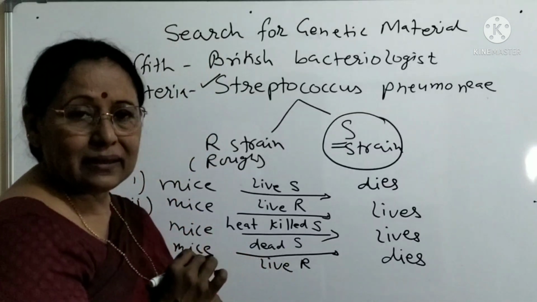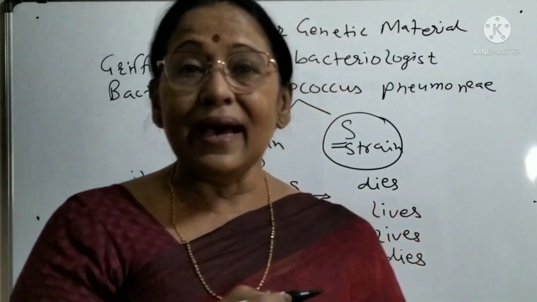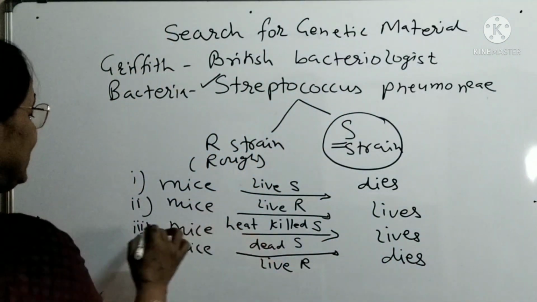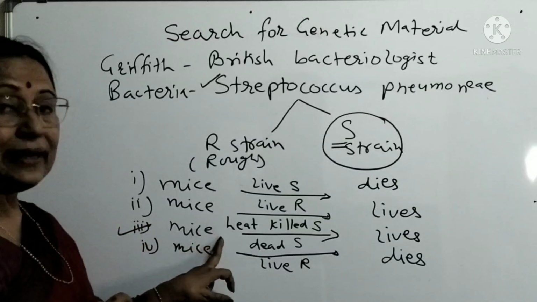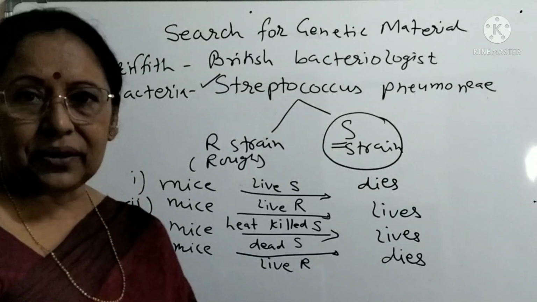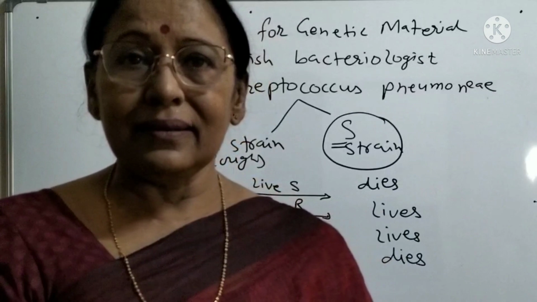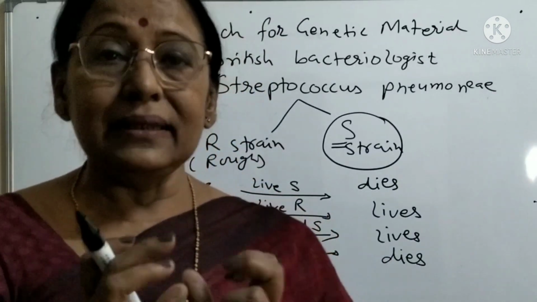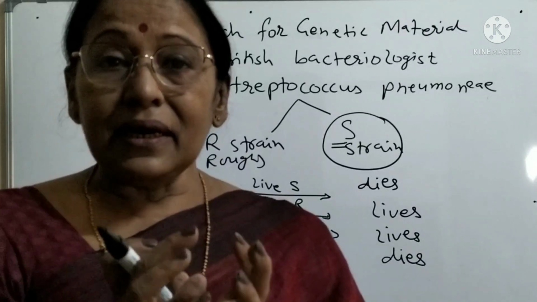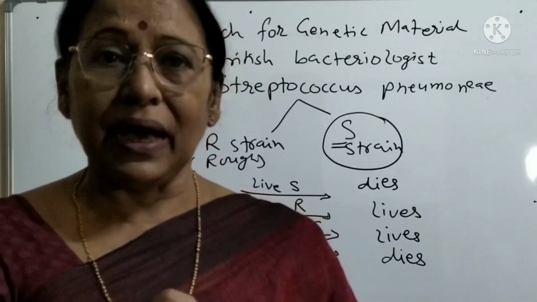How does this happen? The S strain which can cause disease has already died. It cannot cause disease, which we verified in the third experiment: heat-killed S cannot cause disease. The live R also cannot cause disease. So whatever is being done has to be done by the living one. Which one is alive? The rough strain, the R strain, which is non-virulent, has suddenly become virulent.